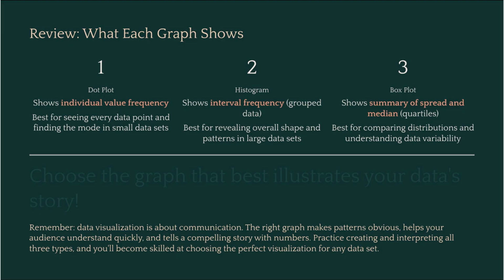The dot plot shows individual frequencies. The histogram shows grouped frequencies and the overall shape. The box plot summarizes the data's center and spread using quartiles. Learn to match the graph to the data you want to display, and you'll always tell the right story.